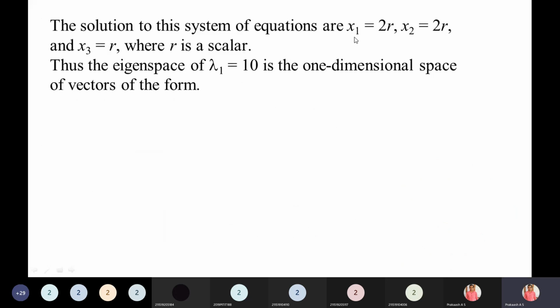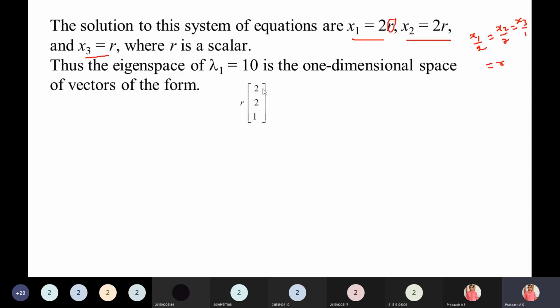So from that we are getting x1 equal to 2r, x2 equal to 2r, x3 equal to r. Okay, that is we got x1 by 2, x2 by 2, x3 by 1 equal to some r. From that x1 equal to 2r, x2 equal to 2r, x3 equal to r. So r is a scalar. Thus the eigenspace is one dimensional because it depends on only one parameter.